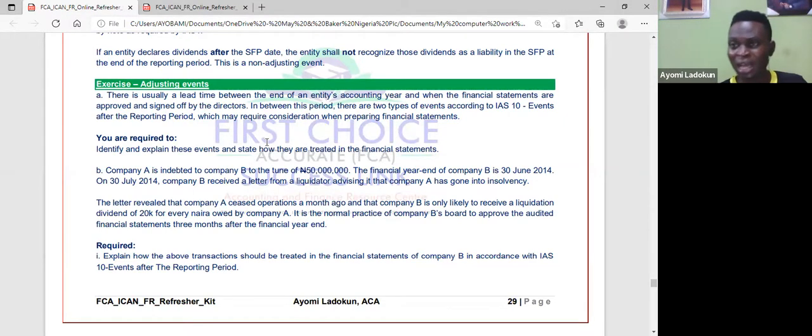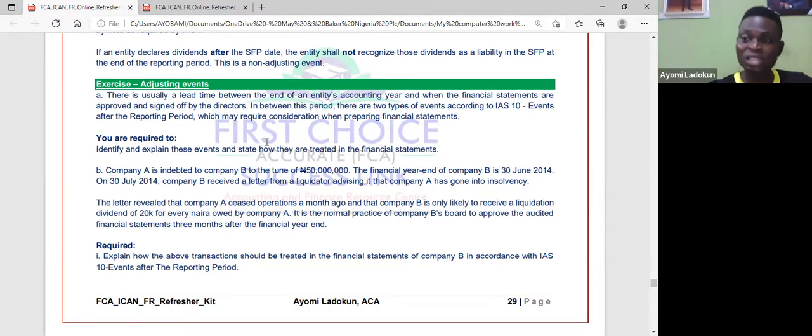So this is an I-can-pass question. What do you tell the examiner? You identify adjusting events and non-adjusting events. You will now explain. Adjusting events are those events that provide further evidence of conditions that existed at the balance sheet date. Then give examples. For example, the receipt of information about the bankruptcy of a customer, discovery of fraud or error after the year end, sale of inventory below their net realizable value. Okay, so you give those examples.